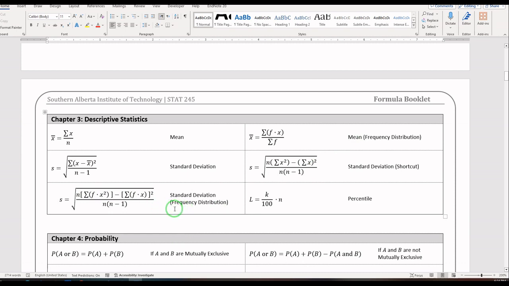And here you can even see that it says frequency distribution. So whenever you have a frequency distribution table, you use this formula to calculate the mean, and this formula to calculate the standard deviation. So once more, these are in your formula book, and you should be able to locate the formulas and know how to use them.